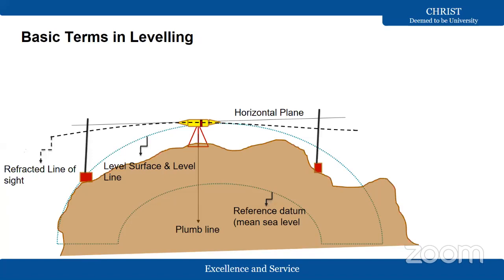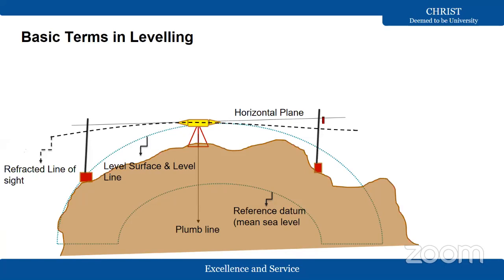This is a level surface at this point. Level surface means the mean sea level; if you observe the mean sea level, that is the level surface. If I draw a line on the level surface by touching everywhere, then that is called a level line. The tangential line to the level line is called the horizontal plane. If you draw a line on the horizontal plane, then it will give you a horizontal line.